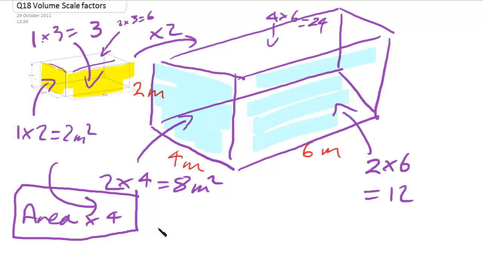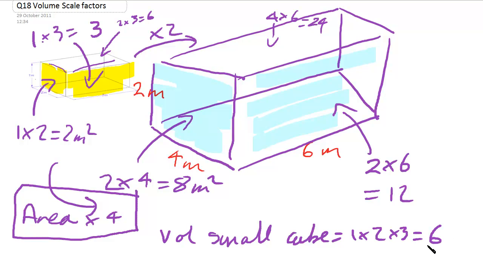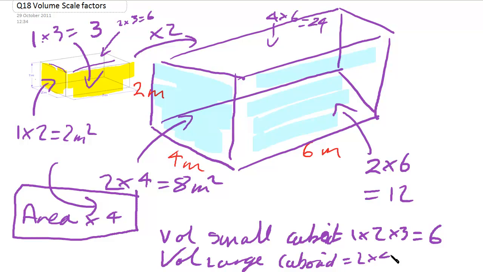What about the volume? Well, the volume of the small cuboid equals 1 times 2 times 3, which equals 6. And of the large cuboid, it's equal to 2 times 4 times 6, which equals 8 times 6, which is 48. So we have a much bigger increase here. 6 goes into 48 8 times.